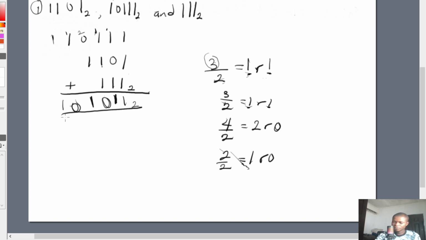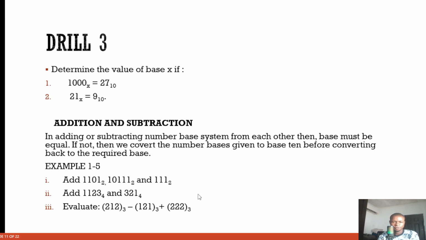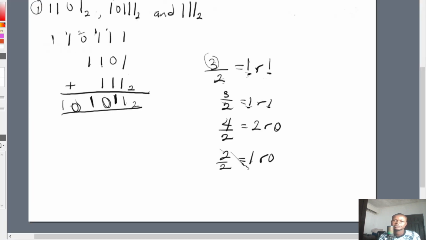You can also use this procedure for the second part here as well, which is 1123 base 4 in addition to this. So let me also take you through that, and let's see how it works.